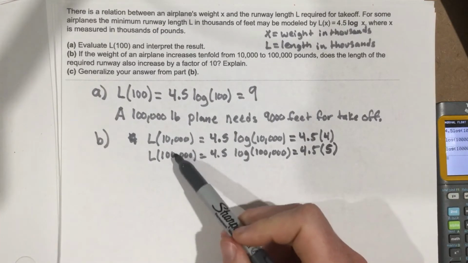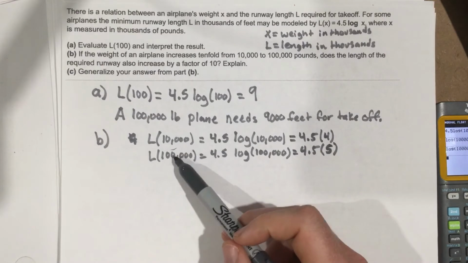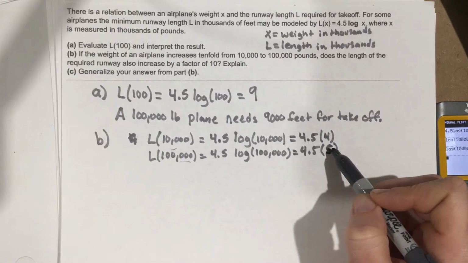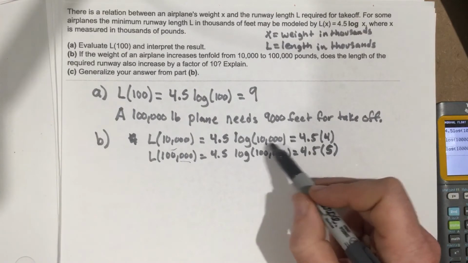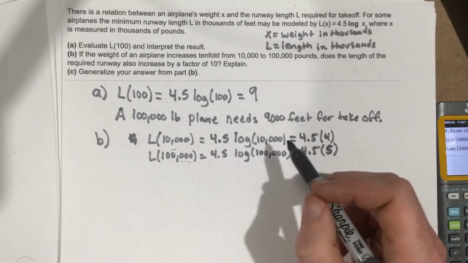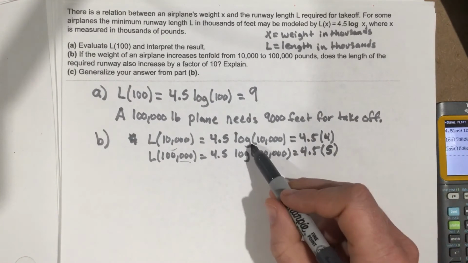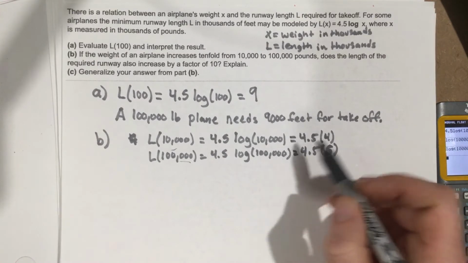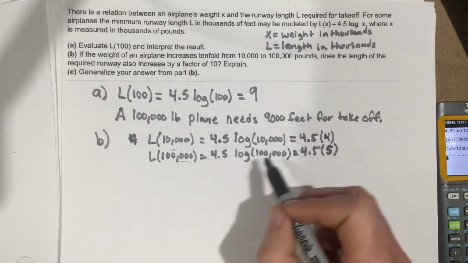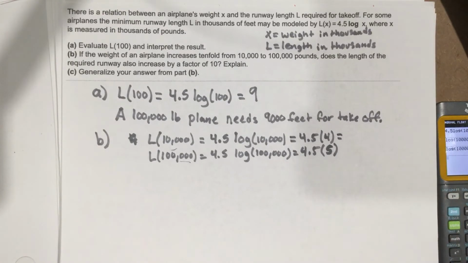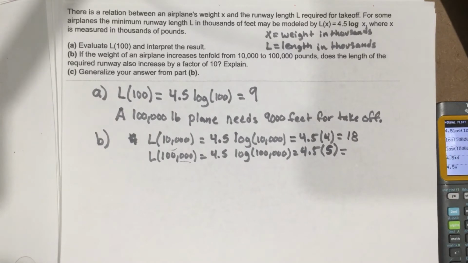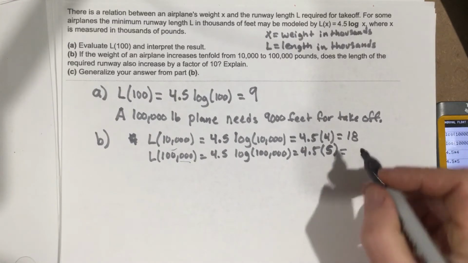So the input increased by 10 times. 10,000 times 10 is 100,000, but this part did not increase by 10. You can see that when you plug 10,000 into a logarithm and then 100,000 into the logarithm, base 10, it's just giving you the exponents. Like 10 to the 4th is 10,000, 10 to the 5th is 100,000. So it's not increasing at the same rate. Now 4.5 times 4 is 18, and 4.5 times 5 is 22.5.